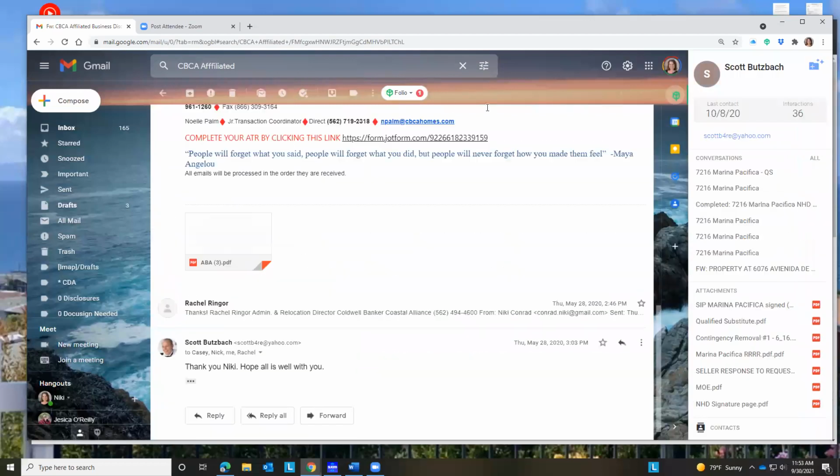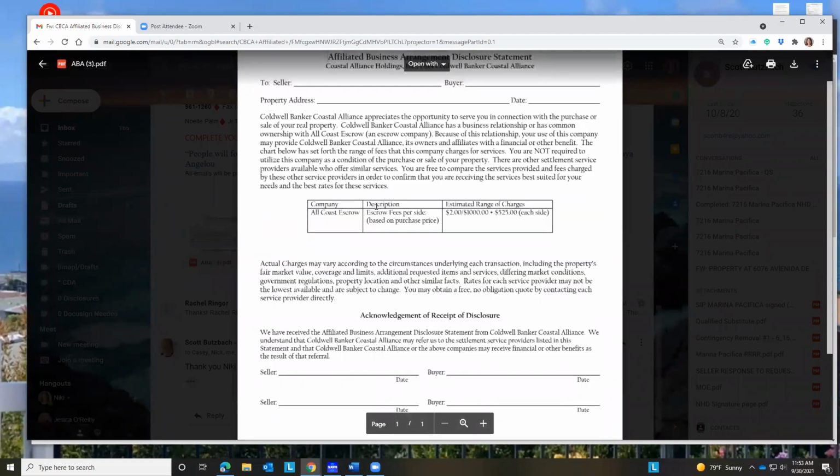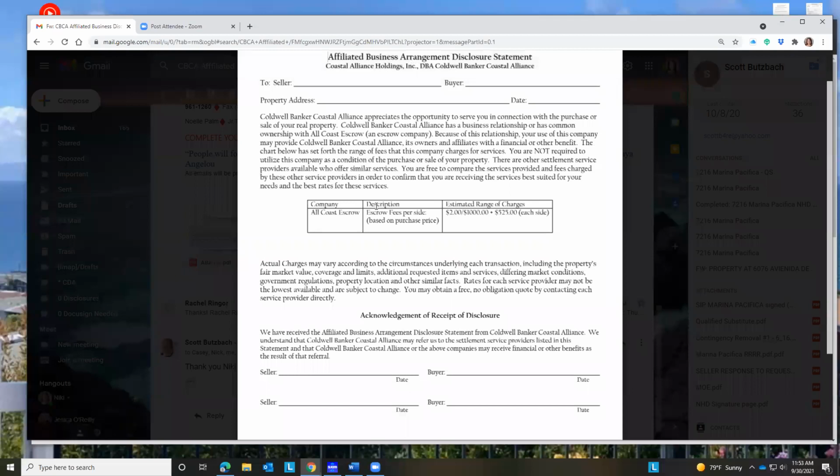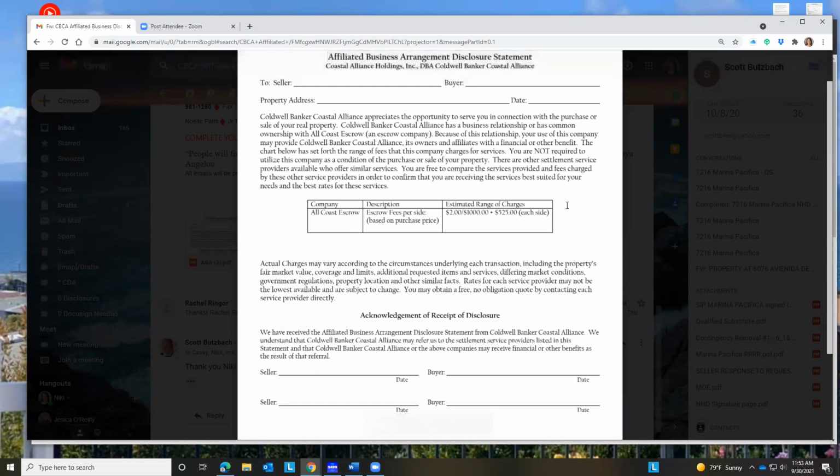Okay. Affiliated business arrangement disclosure. Coastal Alliance Holding Incorporated. We are affiliated with All Coast Escrow. All Coast Escrow is not a broker-owned escrow. Just a couple of the owners of Coldwell Banker Coastal Alliance are also owners in All Coast Escrow. All Coast Escrow is governed by the Department, I think, of Corporations.